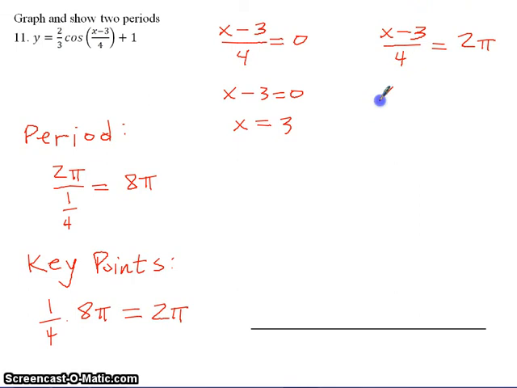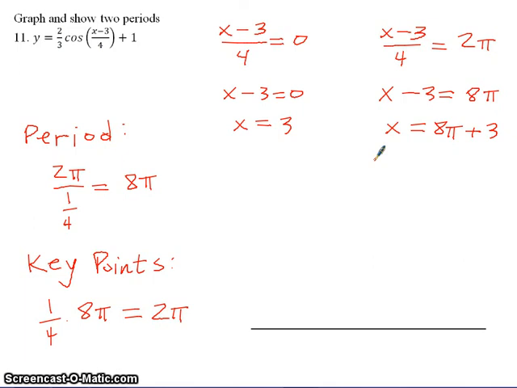All right, let's go ahead and solve this one here. We multiply both sides by 4, and we end up with x minus 3 equals 8 pi. And then add 3 to both sides. That gives us 8 pi plus 3. So at this point, we have a good start and end point for a period. We know that when we plug in 3, we get 0. When we plug in 8 pi plus 3, we end up with 2 pi.